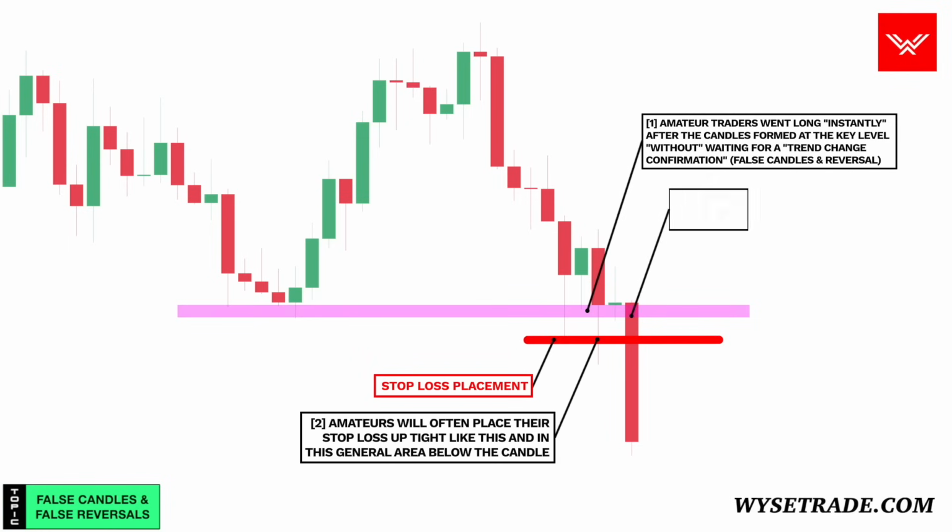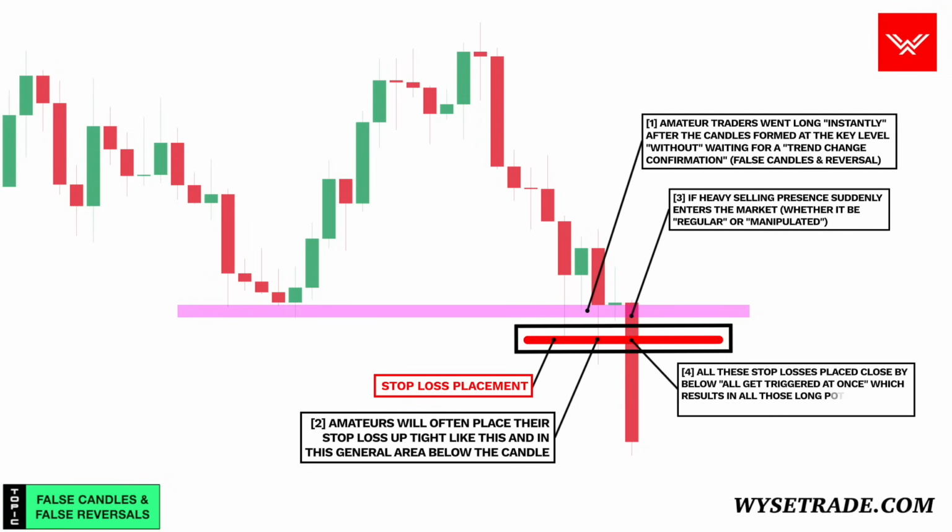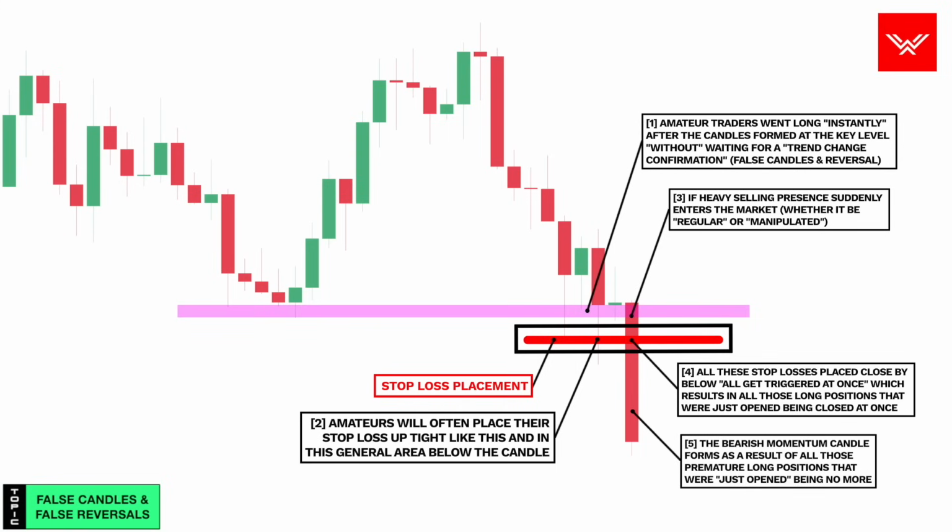If heavy selling presence then enters the market, whether it be regular or manipulated, all those stop losses placed close by below all get triggered at once, which results in all those long positions that were just opened at the level being closed all at once. This is what causes the heavy momentum candle to form right after, which is a result of all those premature long positions that were just opened at the level being no more.